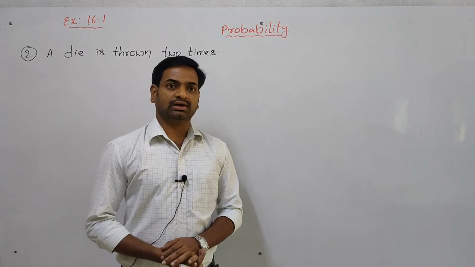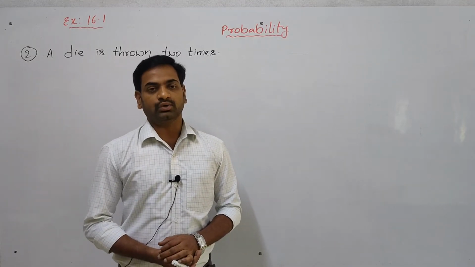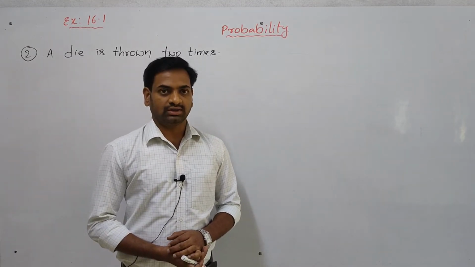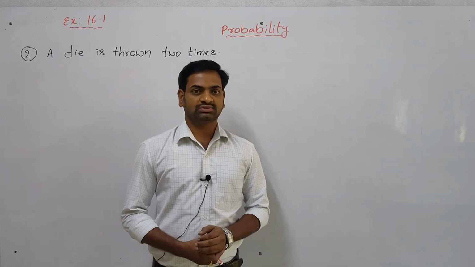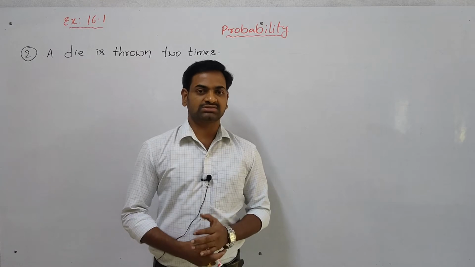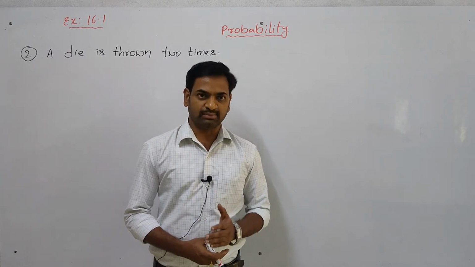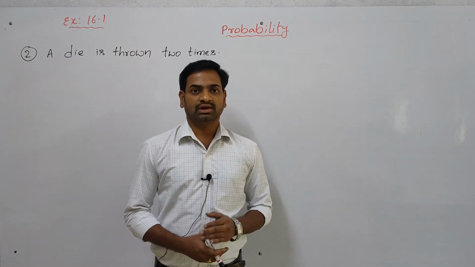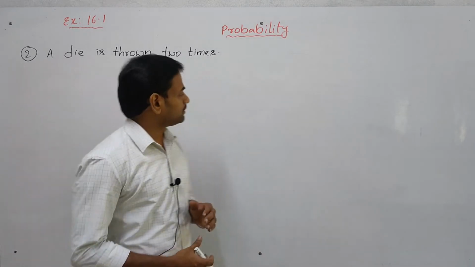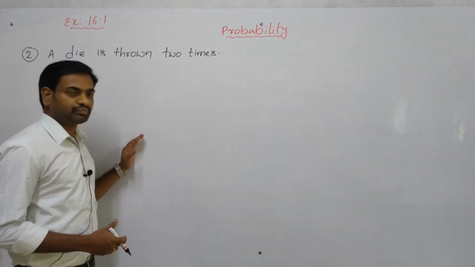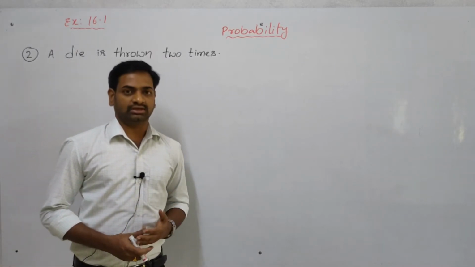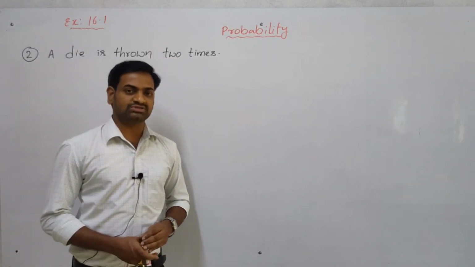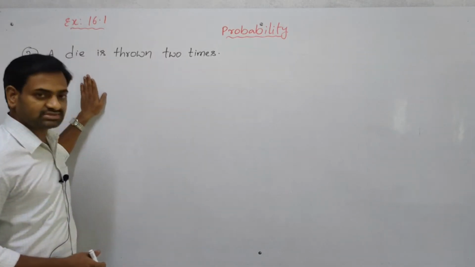In the last video, I gave an introduction for random experiment, outcomes, sample space and sample point. Along with the introduction, I gave one problem in exercise 16.1. Now let us see the remaining problems in that exercise.